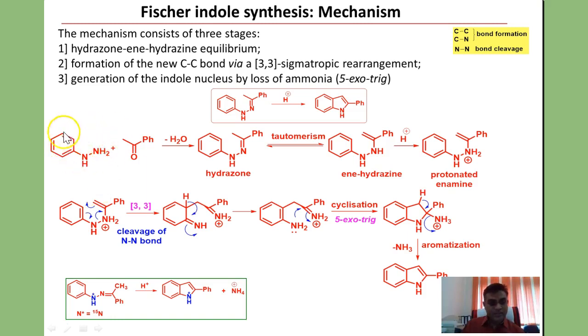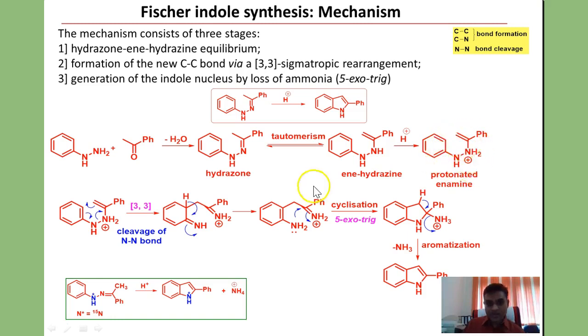First of all, the reaction of phenylhydrazine with acetophenone forms a hydrazone. Hydrazone undergoes tautomerism and forms an enhydrazine intermediate, and this enhydrazine we can call an enamine also, because it's an alpha-beta unsaturated amine. And so this enhydrazine or the enamine on protonation gives this intermediate. This intermediate is very crucial in the Fischer indole reaction mechanism.